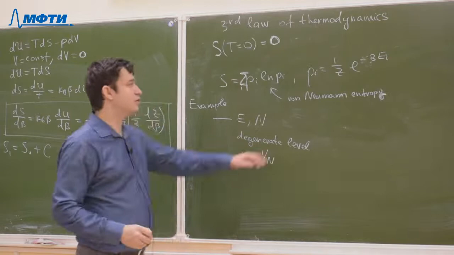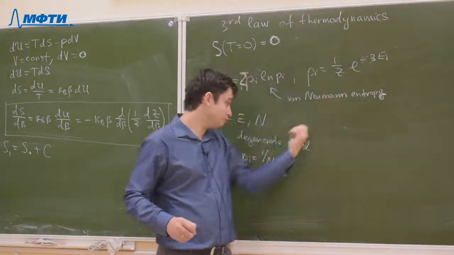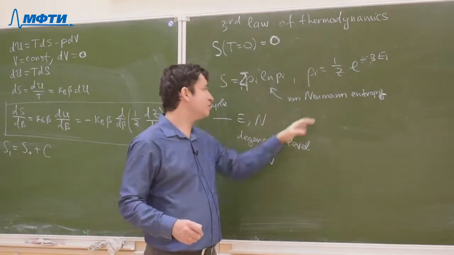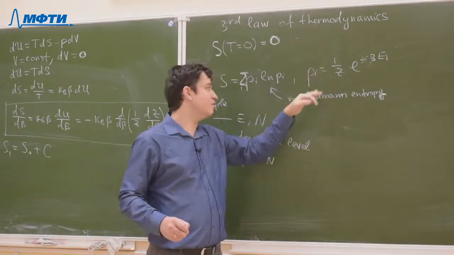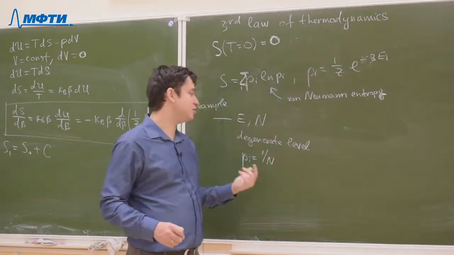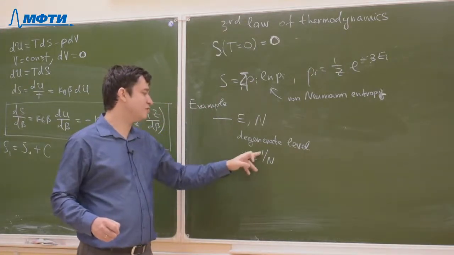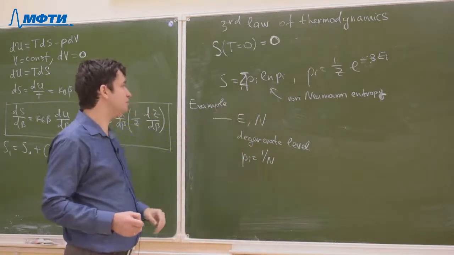Because according to this definition, since we have the same Ei for any state of the system, that means that all of the probabilities are equal to each other. And from that, using the normalization condition, we immediately find that each of these probabilities is 1 over n, and then we can simply calculate this quantity.